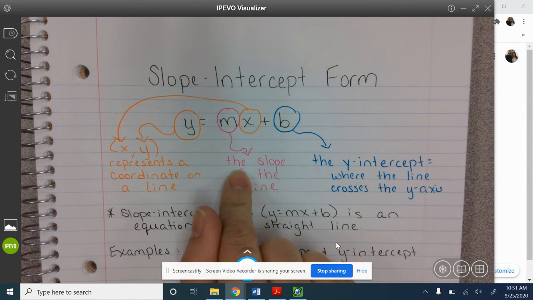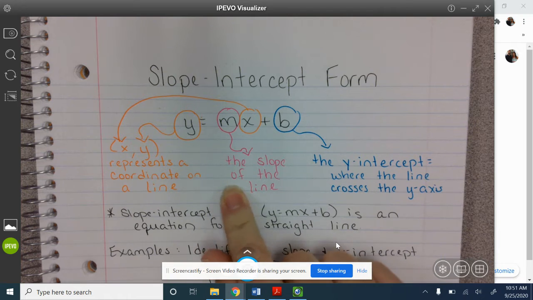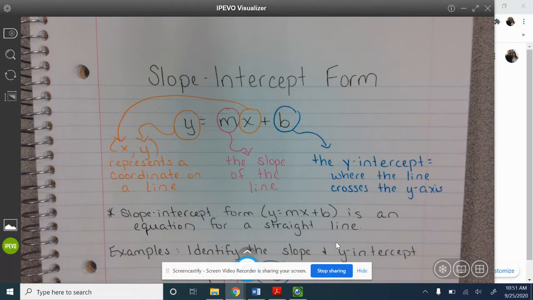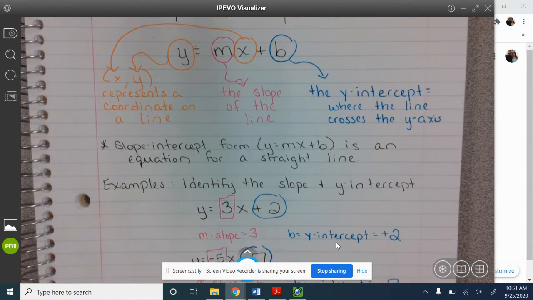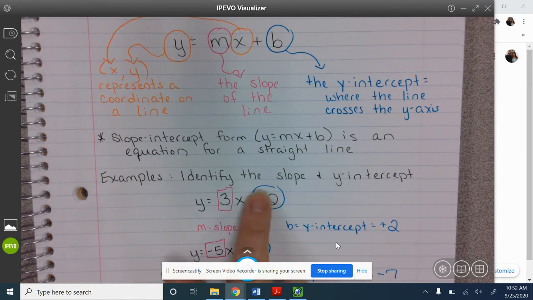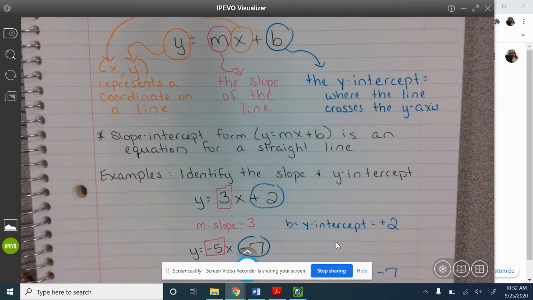M, what we learned last week, is the slope of that line. And b is the y-intercept. Where does that straight line cross the y-axis? So if we're looking at this first example, y equals 3x plus 2, I've color coordinated it for you. I've circled the 3 and I've circled the plus 2. So my slope, my m, is a 3, and my b, my y-intercept, is a positive 2.